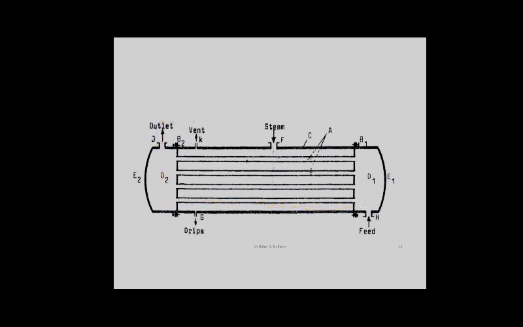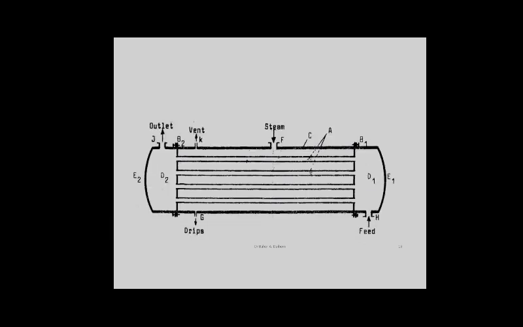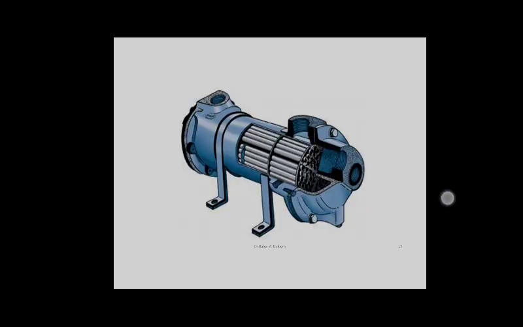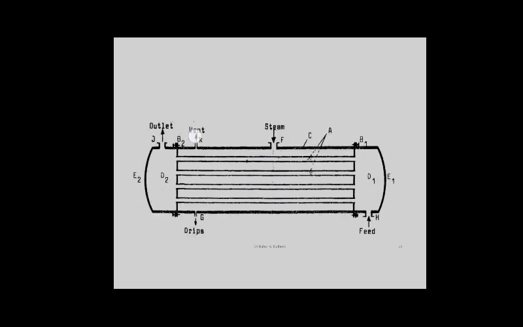Steam surrounds the pipes or the tubes, which are very thin to pass the liquid, making heat transfer from steam to the liquid. It's called one heat exchanger. There is a vent in it for used steam and a drip for condensed liquid from steam.